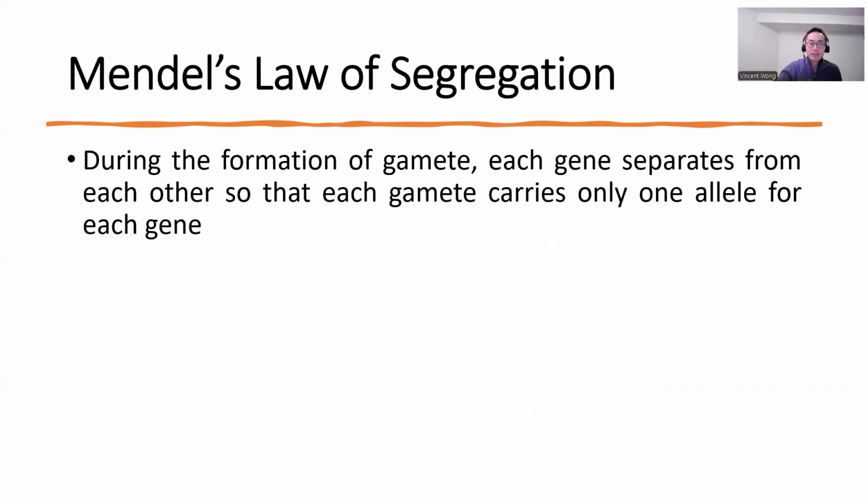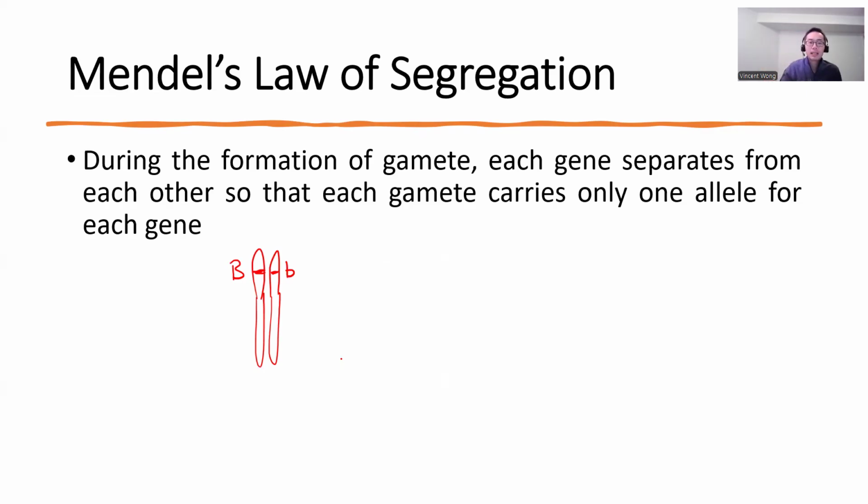That's the law, okay? What does it mean? Well, let's go back to the eye color example. Let's say someone is heterozygous brown eyes. What does that mean? It means on their chromosomes, one chromosome carries the big B gene, the other chromosome carries the small b gene.